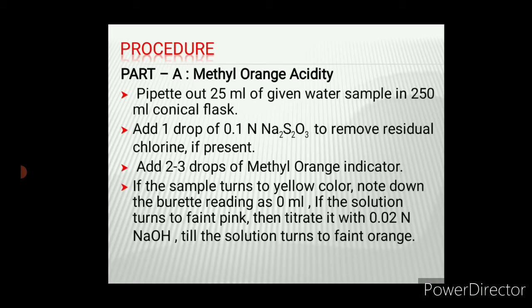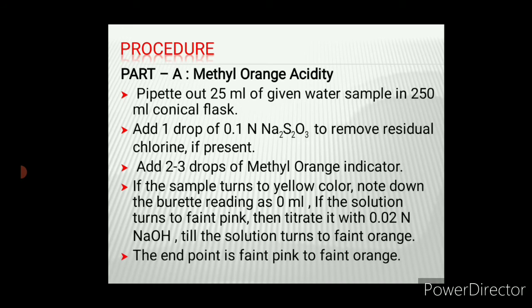If any methyl orange acidity is present, after adding methyl orange indicator the conical flask solution color will change to faint pink. If that happens, we must titrate it with NaOH and note down the burette reading. If after adding methyl orange indicator the solution remains yellow, that means it doesn't have any methyl orange acidity, and the methyl orange acidity value will be 0.